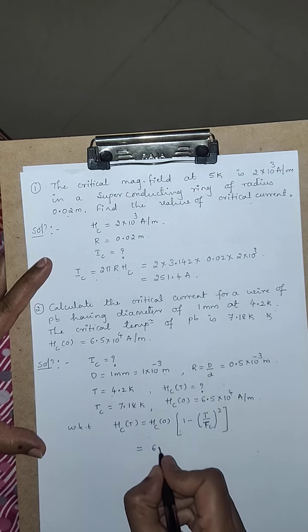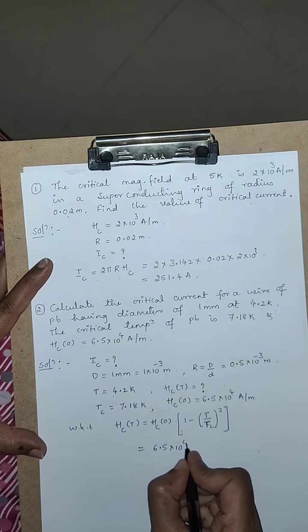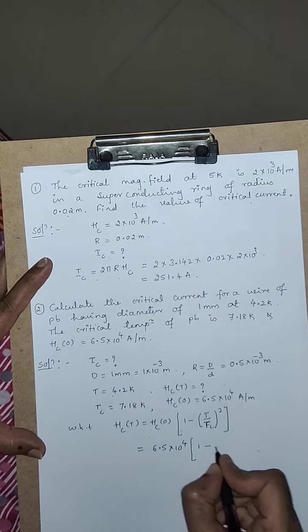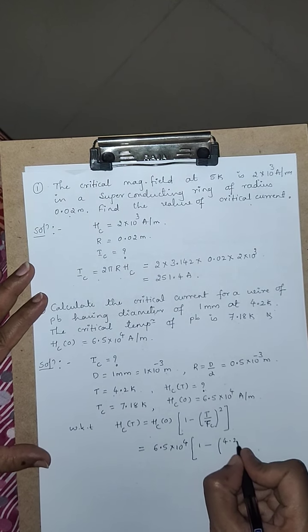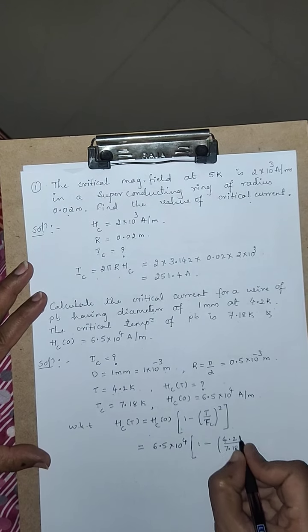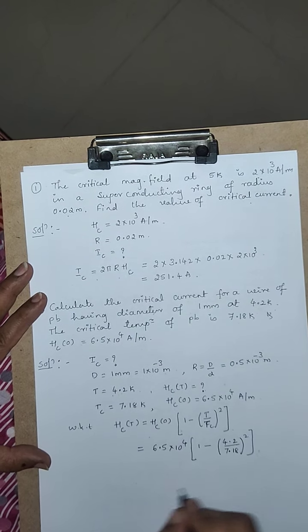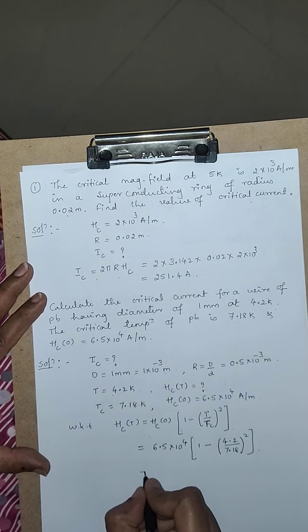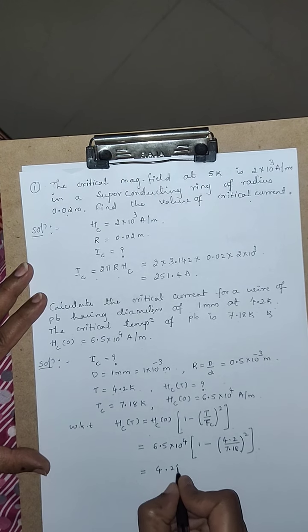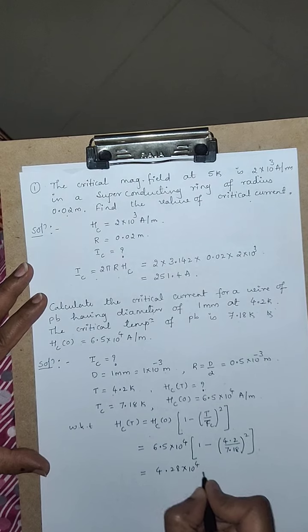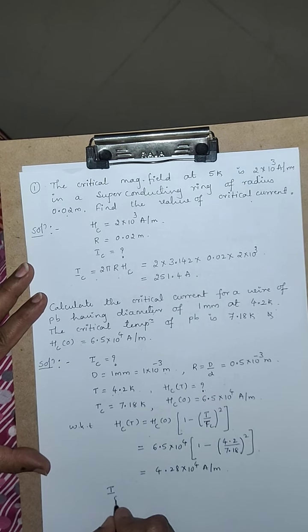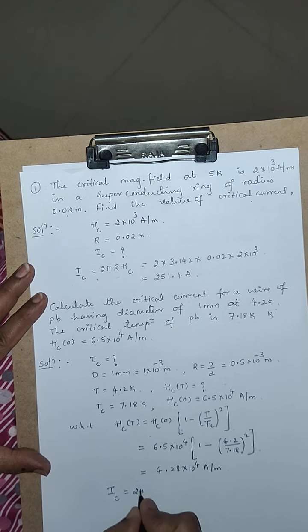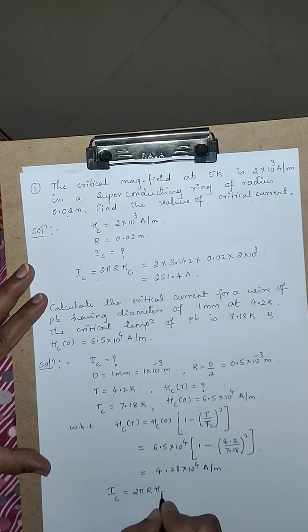Let's substitute the values here. So this is 6.5 into 10 raised to 4 in the bracket 1 minus one more bracket, T is 4.2 divided by 7.18 raised to square and bracket complete. When you simplify this, your answer will be 4.28 into 10 raised to 4 ampere per meter. Now we need to find out the IC. Let's write the equation for the IC. IC is equals to 2 pi into R into HC.